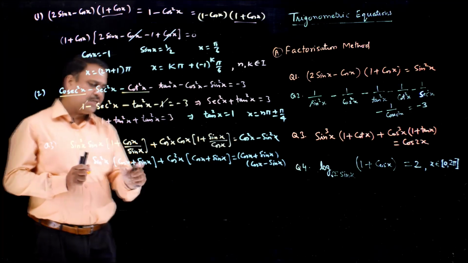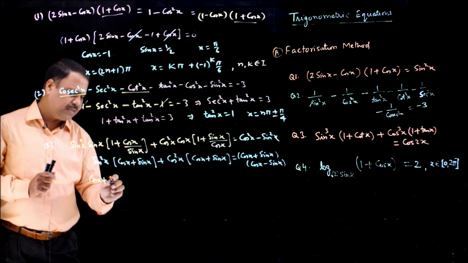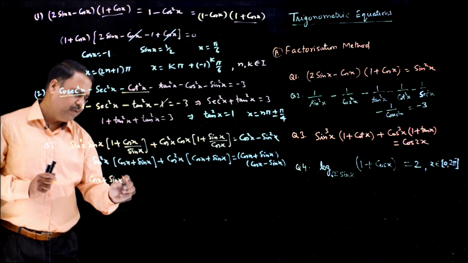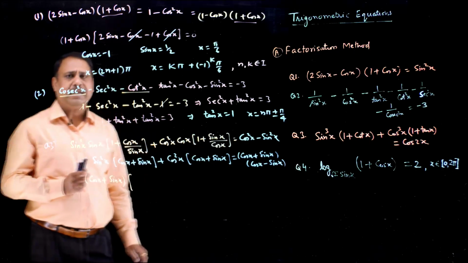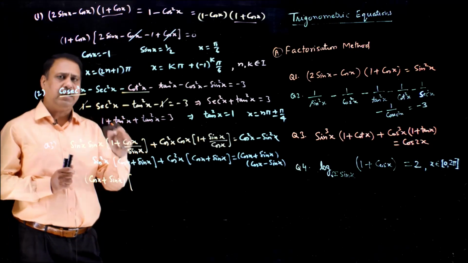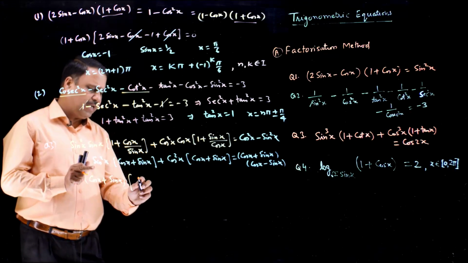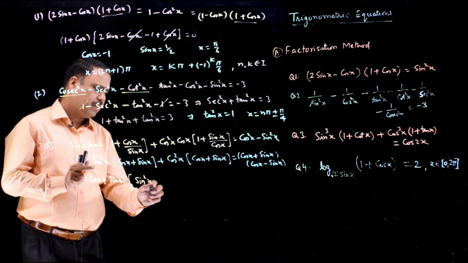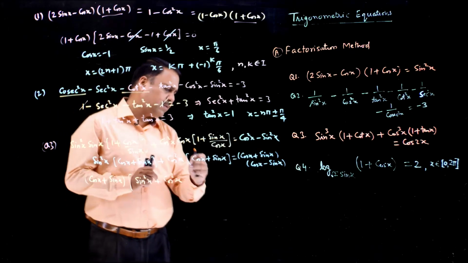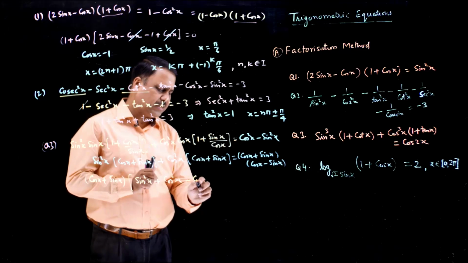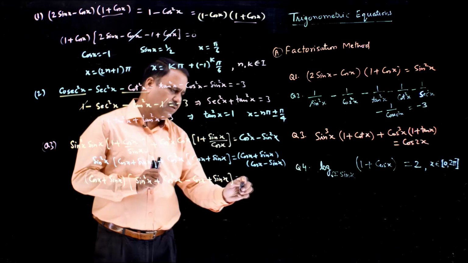Now you can see this cos x plus sin x we can take common. So cos x plus sin x is common. Remember, we are not supposed to cancel this. If we are cancelling it, we are losing one vital root of the equation. So this sin square x is left plus cos square x, and this term will come this side, so it will become minus cos x plus sin x is equal to 0.